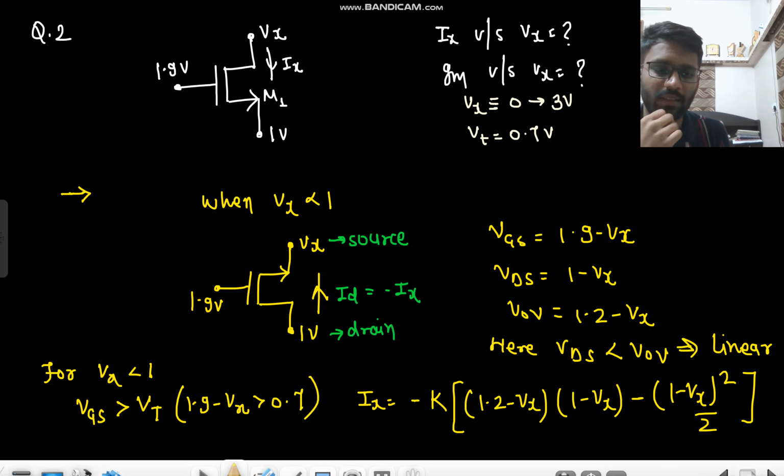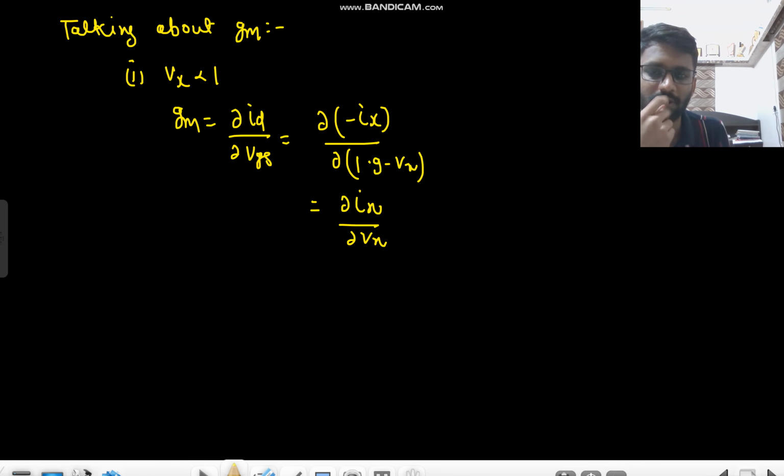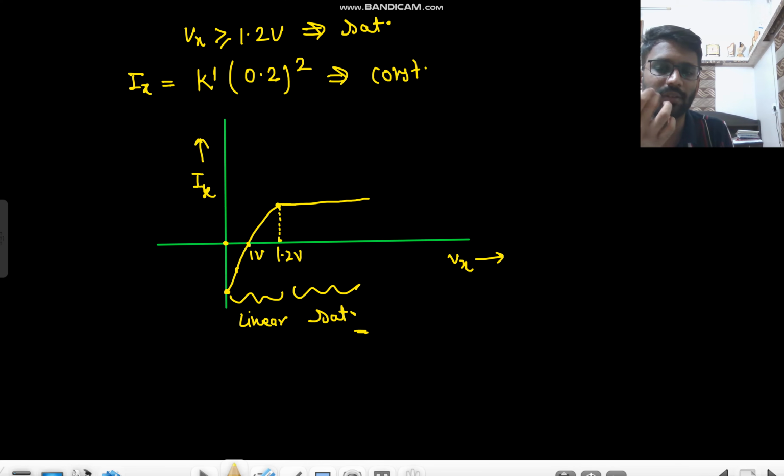Or there is another way of looking at it. Is there any other way? Because it will be simply del ID upon del VGS, and you can simply apply the formula as well. If I apply the formula, we get mu n Cox W by L into VDS. VDS is 1 minus Vx. Okay, so this is not a correct method, I guess. This will simply be the slope.